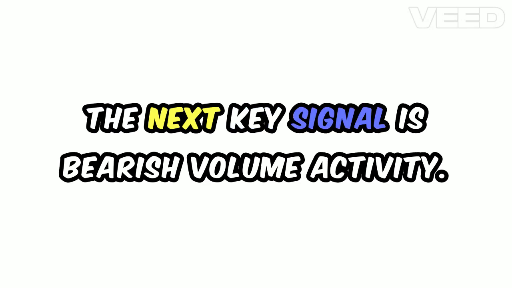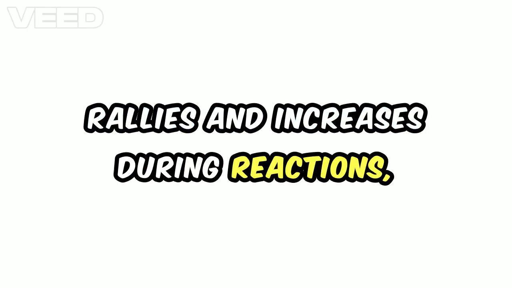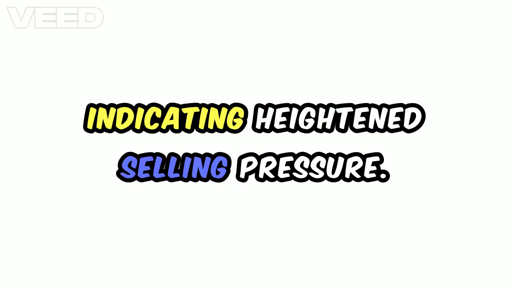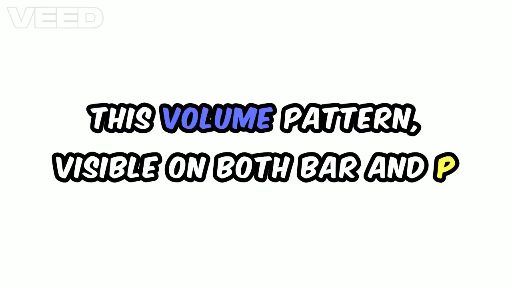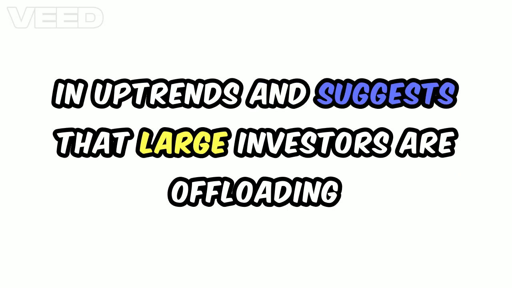The next key signal is bearish volume activity. Here, volume noticeably decreases during rallies and increases during reactions, indicating heightened selling pressure. This volume pattern, visible on both bar and P&F charts, contrasts with the bullish activity seen in uptrends and suggests that large investors are offloading shares as demand begins to wane.